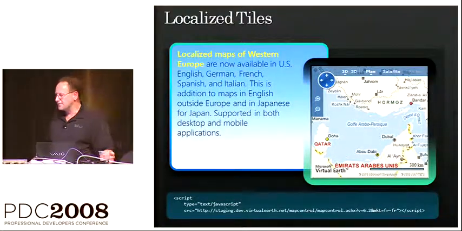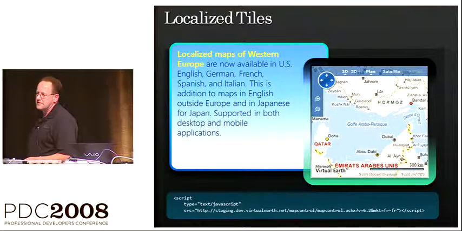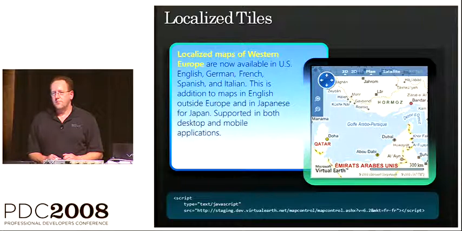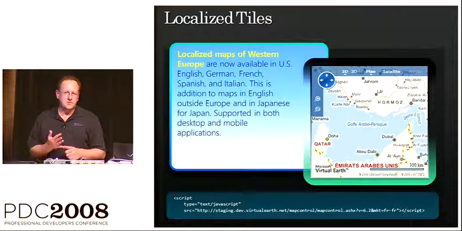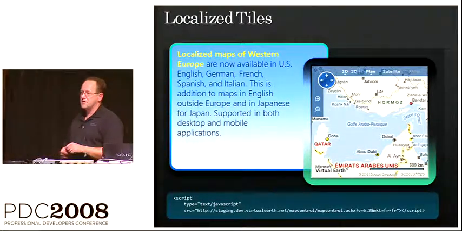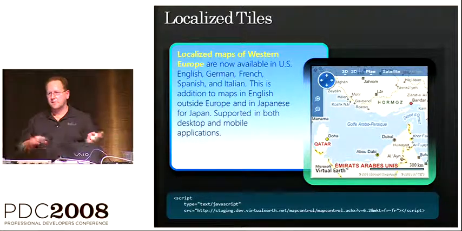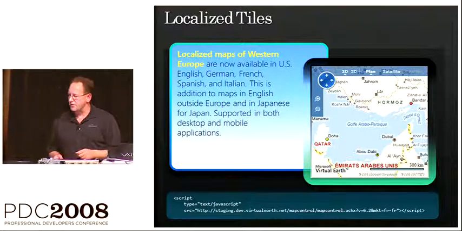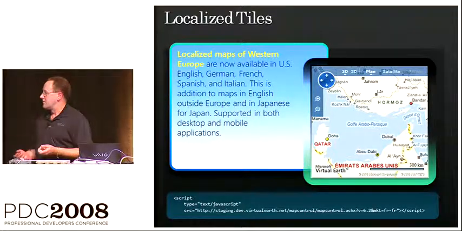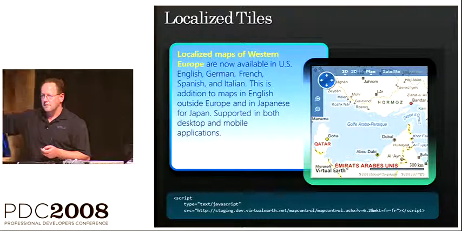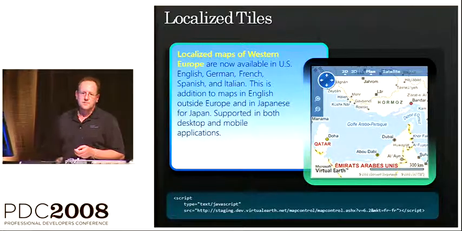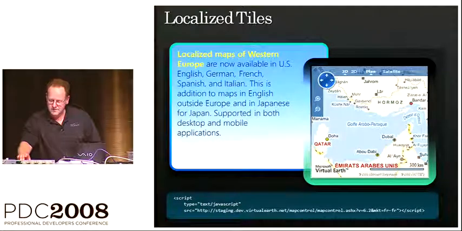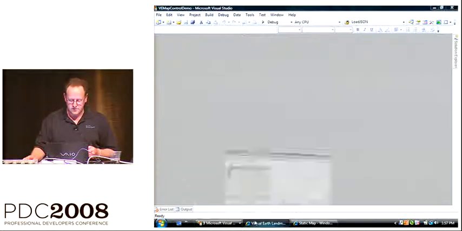The next feature, new to Virtual Earth 6.2, is that we now have localized tiles for parts of Western Europe. Included in this are US English, German, French, Spanish, and Italian. And then, of course, we add that to our already having support for Japanese maps for Japan. Now, implementing this is really dead simple. If you can see at the bottom here, you just simply add a market parameter to the map control reference right there. I'm not going to actually demo this, but I just wanted to show you.